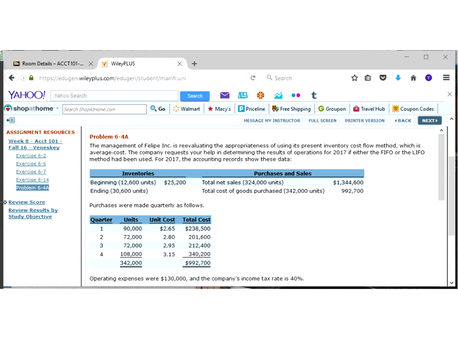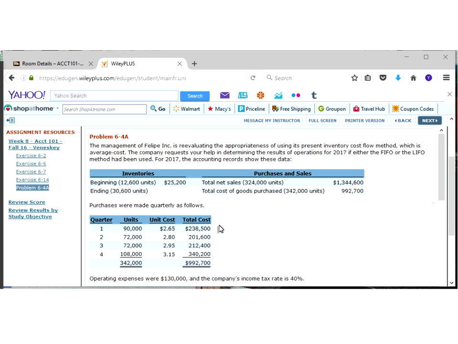We're going to be looking at 2 Wiley Plus problems for this week, week 8 of our semester. We're going to look at exercise 6-2 and problem 6-4A. By far the more difficult one, I believe, is problem 6-4A, and so I'm going to go through this one first. If you're looking for exercise 6-2, you may want to fast forward to maybe the last 4 or 5 minutes of this video to see the examples for that one.